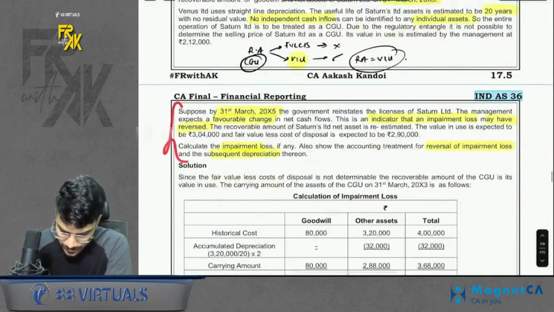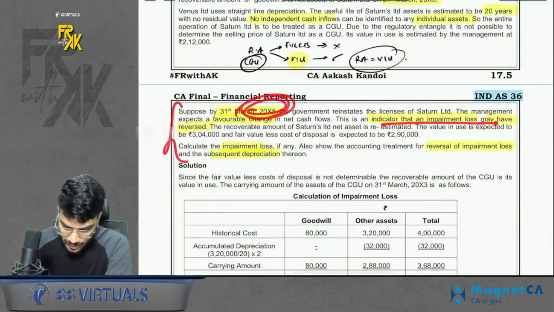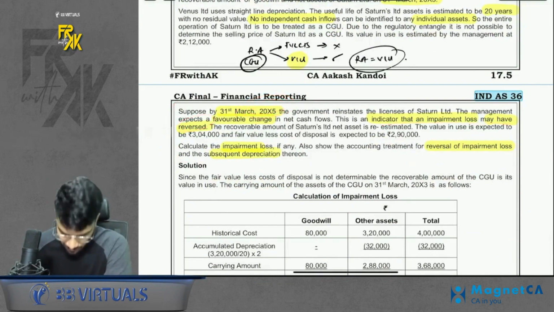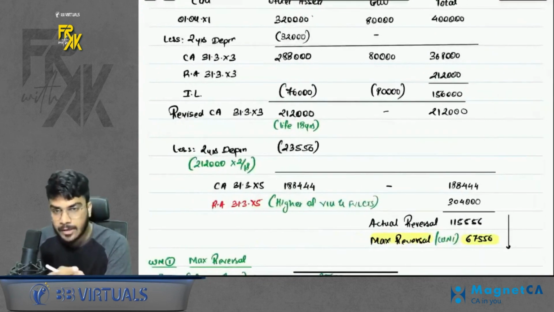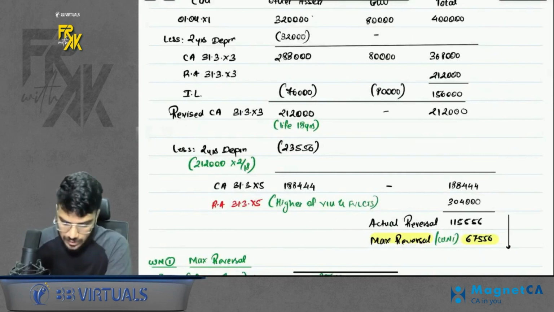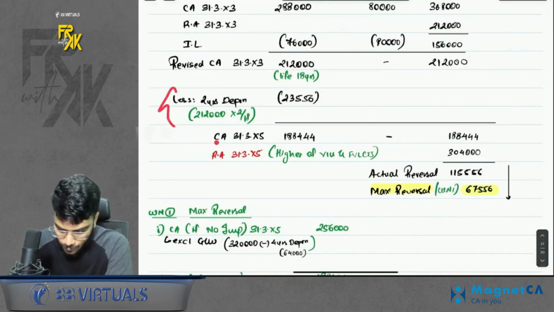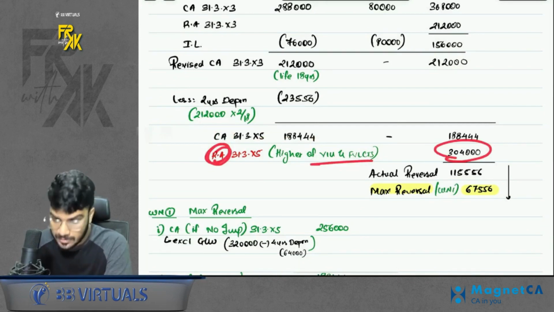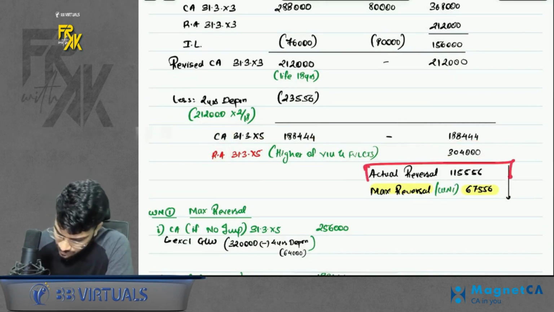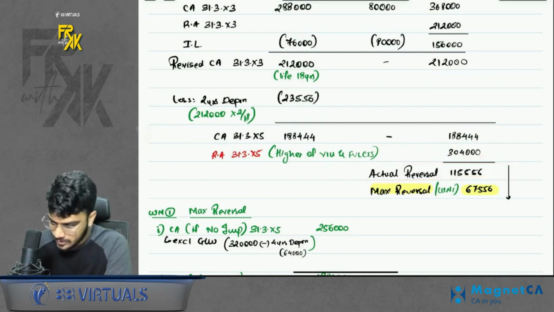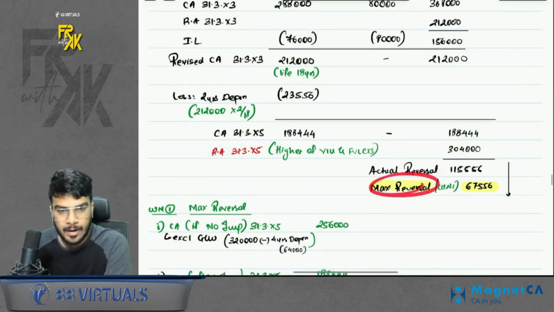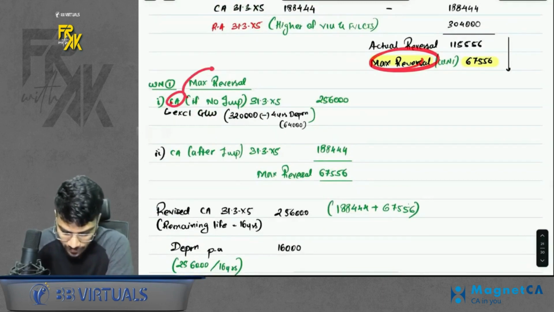Now they say after 2 more years, again there is an indication of reversal. So check for reversal, sir. How do we check? First, get the carrying amount again after 2 years. So depreciate for 2 years. You will get the carrying amount. Recoverable amount is given as 3,04,000. The actual reversal on the face of it is the difference between the two, 1,15,556, but you need to compute the maximum reversal.